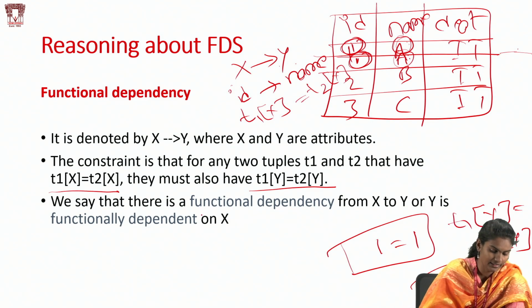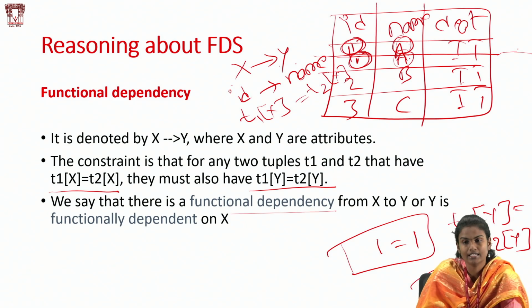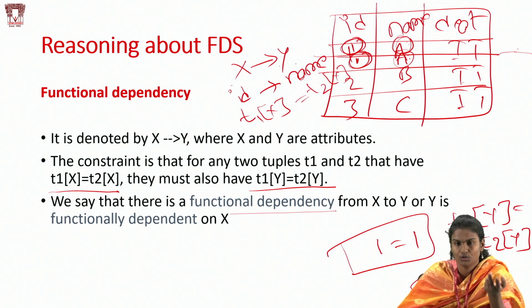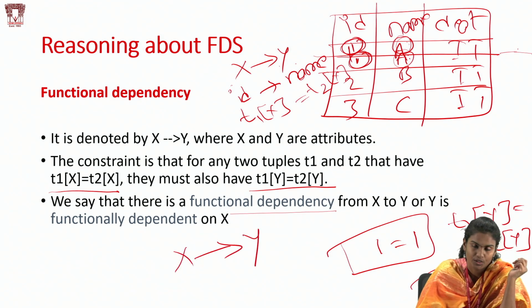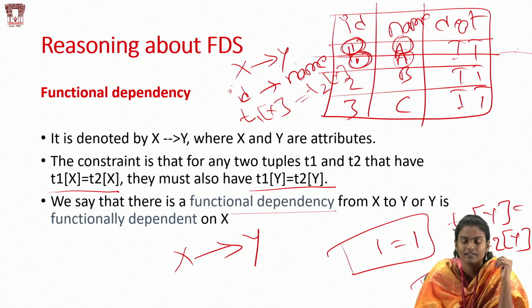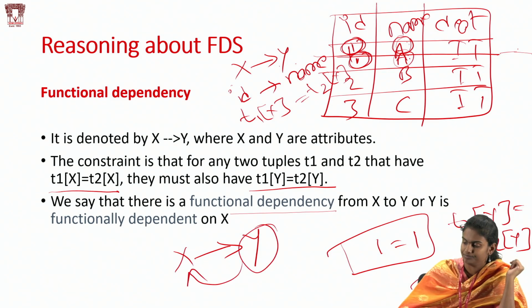And we can also say that it is a functional dependency from x to y, or we can say y is functionally dependent on x. We can call it two ways. Whenever you write this functional dependency, you can say it as x determines y, or y is functionally dependent on x.